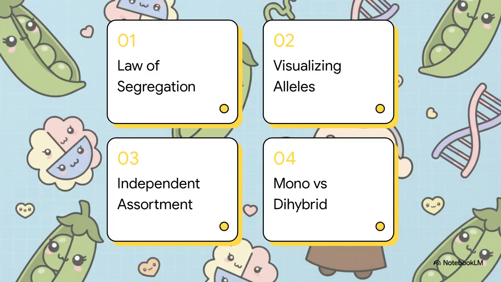Here is our incredibly simple roadmap for today. First, the law of segregation. Second, visualizing alleles in meiosis. Third, independent assortment. And fourth, monohybrid versus dihybrid crosses. Honestly, you only need to master two main concepts today before we synthesize them completely into the larger picture.